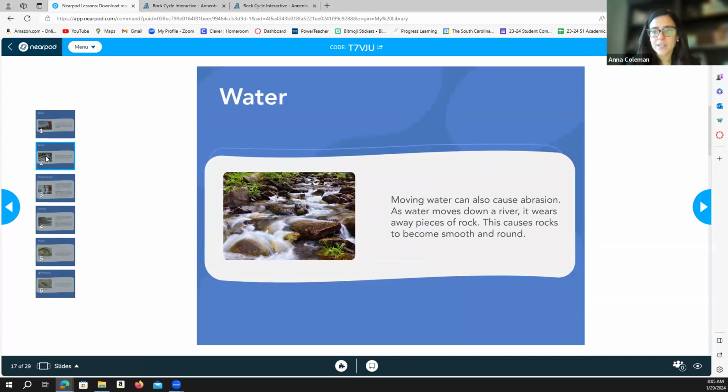Water, that's another part of erosion, right? Moving water can also cause abrasion. As water moves down and hits those rocks, it wears away pieces of rock. This causes rocks to become smooth and round.